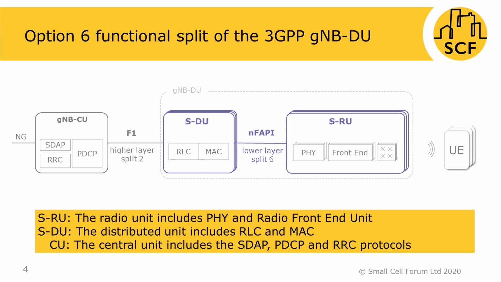This is the option 6 based solution in detail, and you have an SCU, which is the centralized unit, with the PDCP and RRC, and the RLC and MAC in the SDU. They talk to the SRU over an option 6 split NFAPI interface, and the SRU consists of both the PHY and the radio, and an SRU can have multiple PHY instances as well.